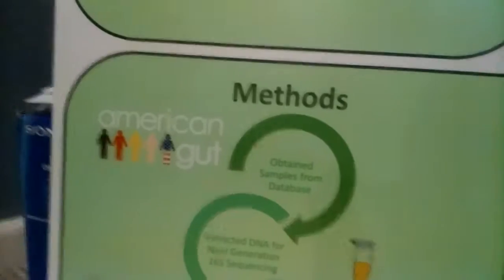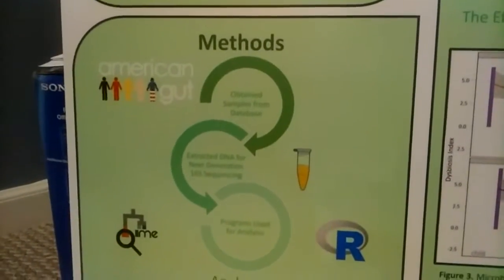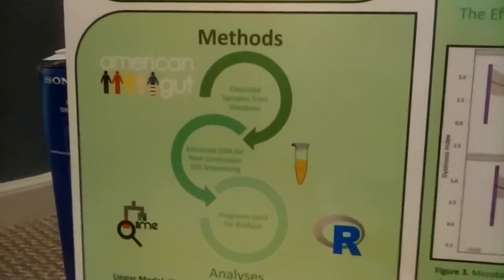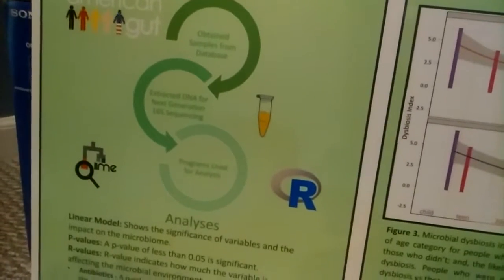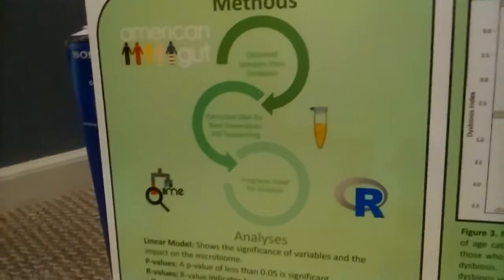So, in order to do this, 208 samples were obtained through the American Gut Project database. These samples were extracted and underwent next generation sequencing with the 16S gene. After they were sequenced, the samples underwent analysis using two computer programs. After running these analyses, I found that antibiotics and age were significant variables that impacted the microbiome. So I wanted to look into these variables.